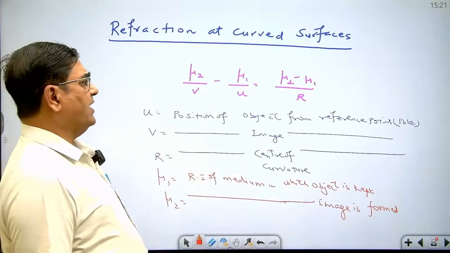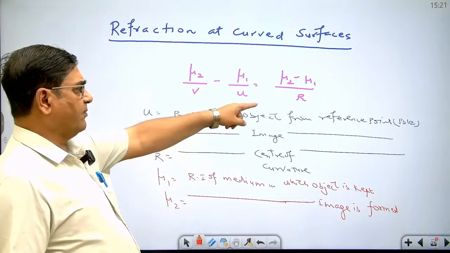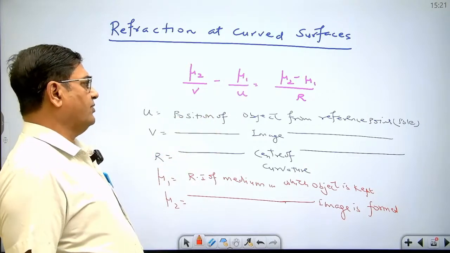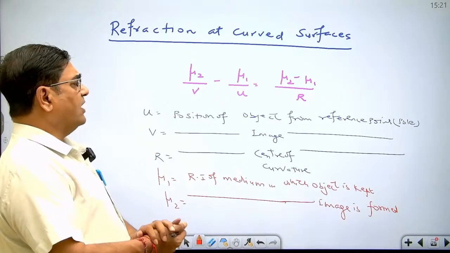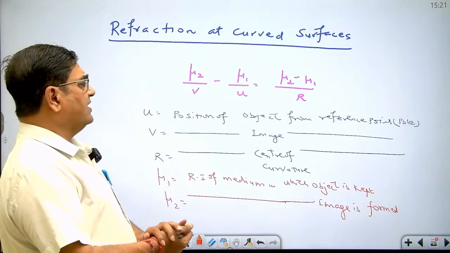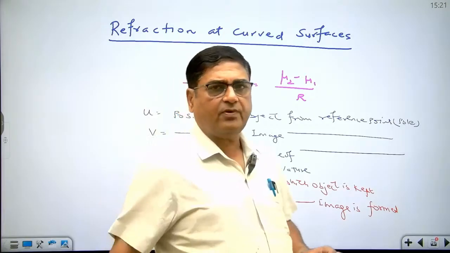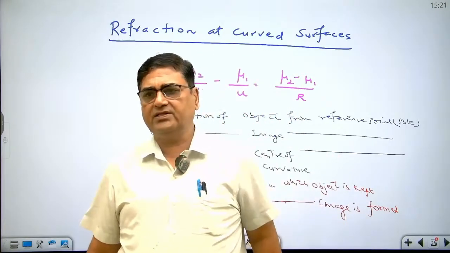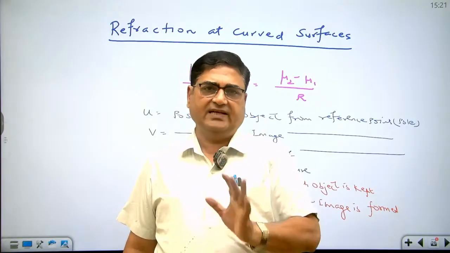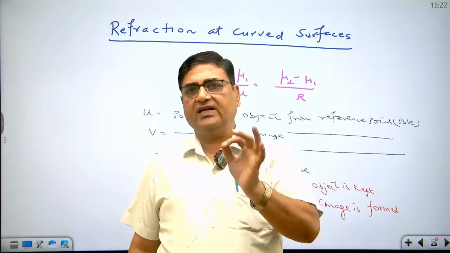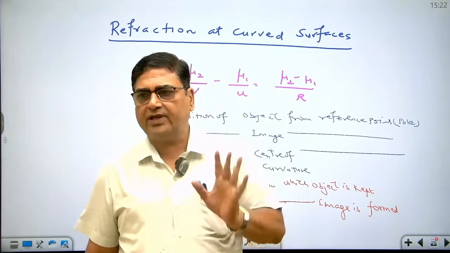This formula is applicable even for plane surfaces. For plane surfaces, we will keep R equal to infinity. And also, dear student, if the object is present at the refracting surface itself, then refraction from that surface need not be considered, okay?